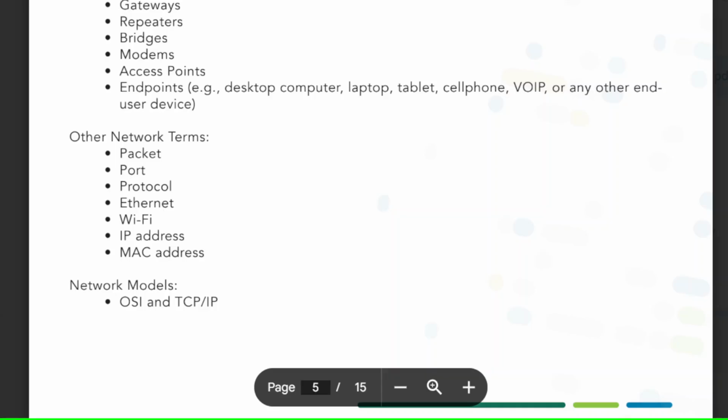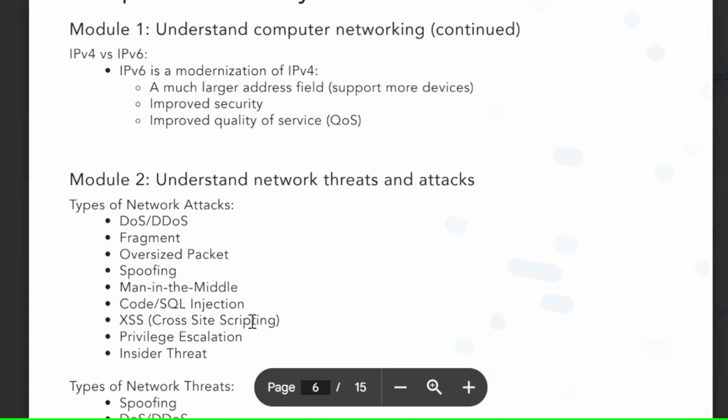Then IP address, a static or dynamic address which is assigned to all networking devices when they connect to the internet. Then MAC address, an address which is embedded in an Ethernet card. A MAC address is static and never changes. Then we have two models: one is the OSI or network model, and next we have the TCP/IP model.